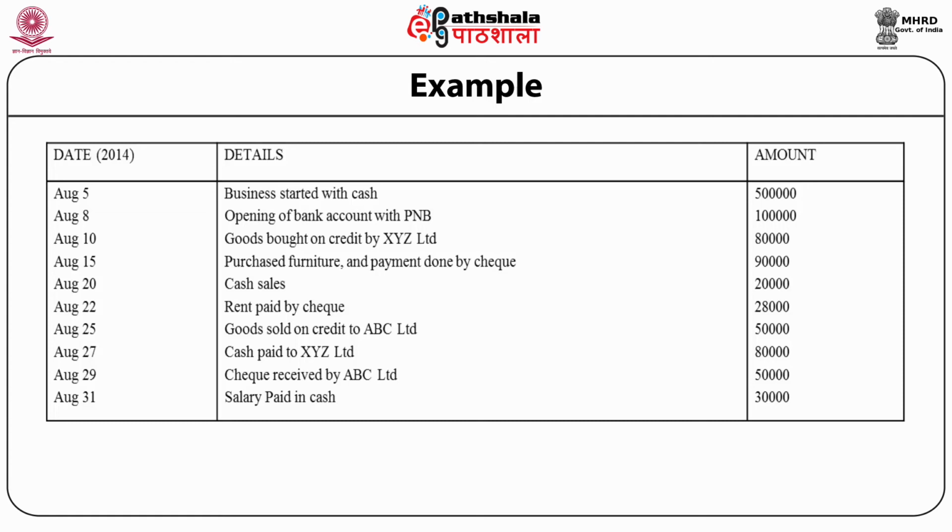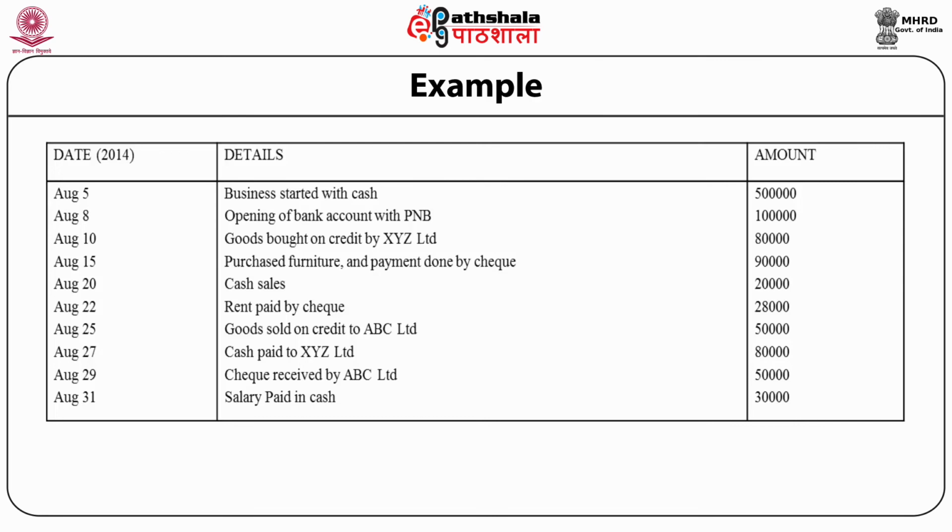XYZ Limited account date August 10. Credit side XYZ Limited rupees 80,000. Now August 27, debit side cash rupees 80,000. Next, office furniture account debit side bank rupees 90,000. Now next, rent account debit side August 22, bank rupees 28,000.